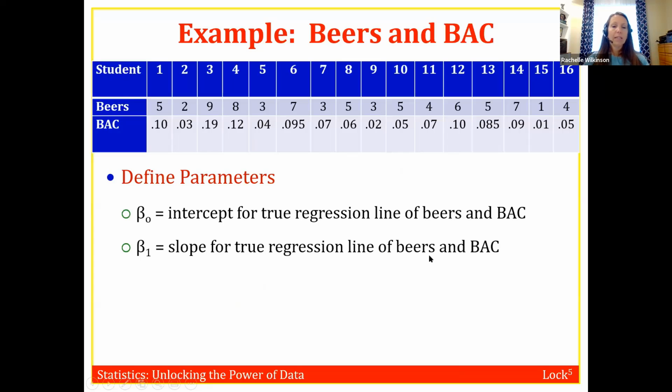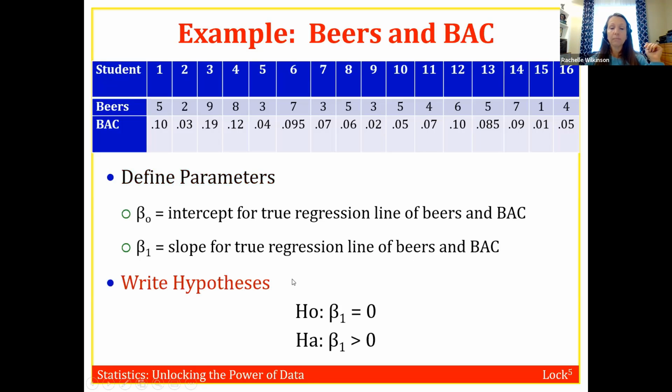All right, so thinking about the parameters, remember the parameters are the things that describe the population. So beta naught would be the intercept for the true regression line of beers and blood alcohol content if we measured everybody in the population. And beta 1 would be the slope for the true regression line, again, if we measured everybody in the population.